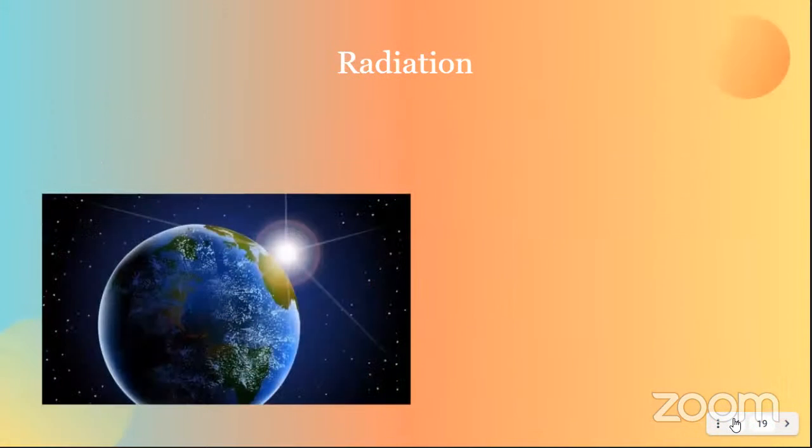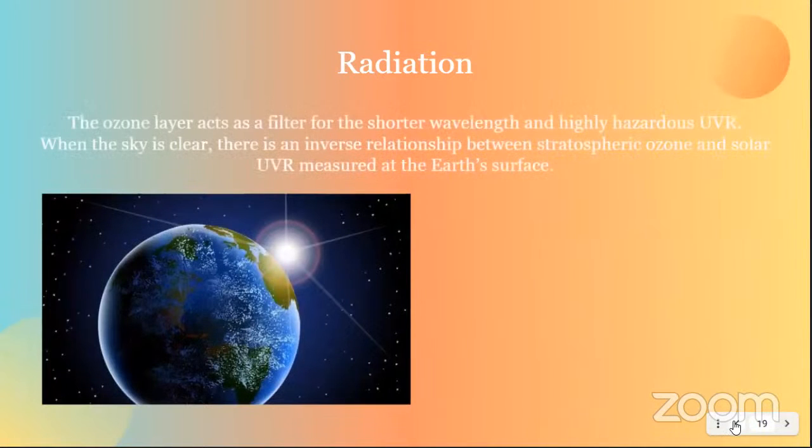The second type of protection is the ozone layer. It acts as a filter for the shorter wavelength and highly hazardous ultraviolet radiation. When the sky is clear, there is an inverse relationship between the stratospheric ozone and solar ultraviolet radiation measured at Earth's surface.